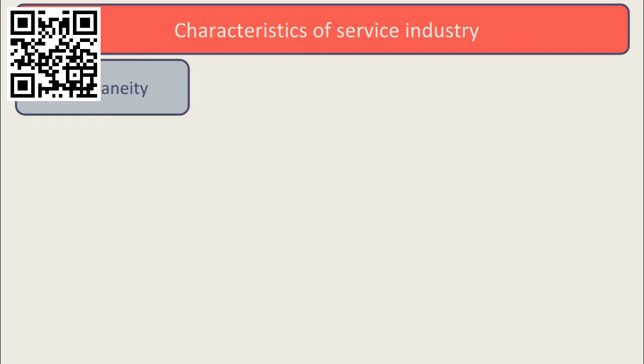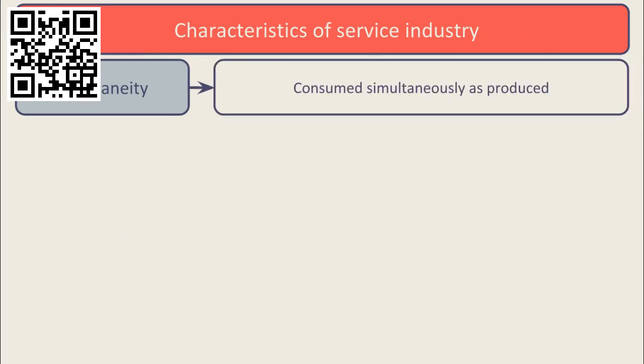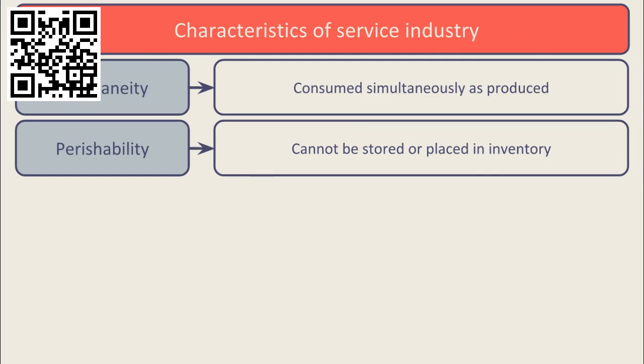Spontaneity. Unlike manufactured goods, a service is consumed at the exact same time that it is produced or made available. Or in other words, the service does not exist until the point where it is experienced by the customer. Perishability. Because the service is consumed immediately, then it is perishable. Hence, unlike a manufactured good, a service cannot be stored or placed in inventory.